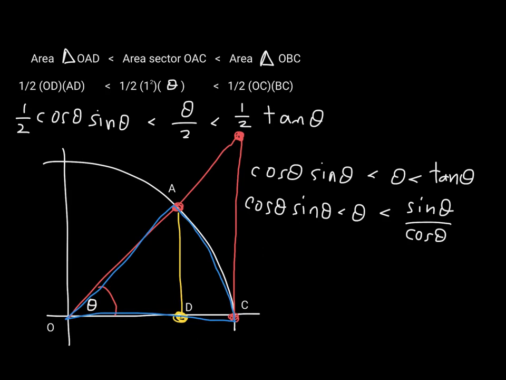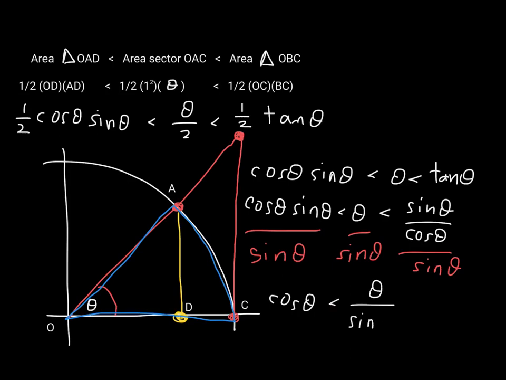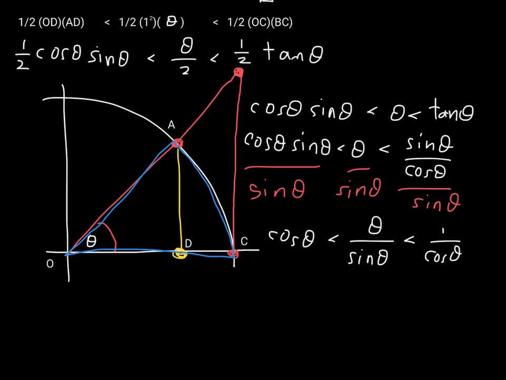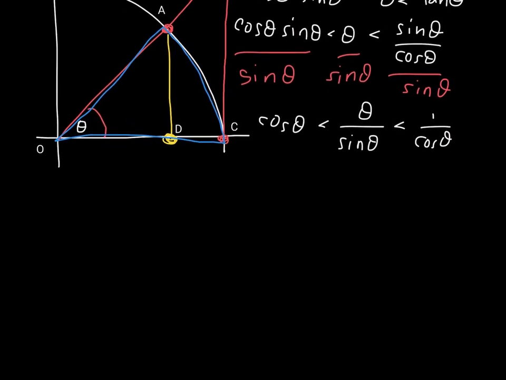All right, so what I would invite you to do is to divide each of these expressions by sine of theta. Like that. What that would lead you to is simply cosine theta over here is less than theta over sine theta, which is less than 1 over cosine theta. All right. Now let me see if I can move this. I don't have to erase. I can just move this up. Okay, like that. I think that's good.